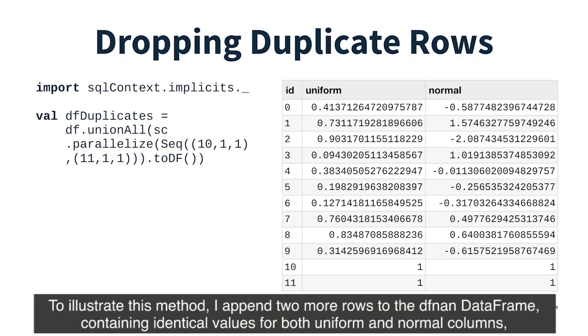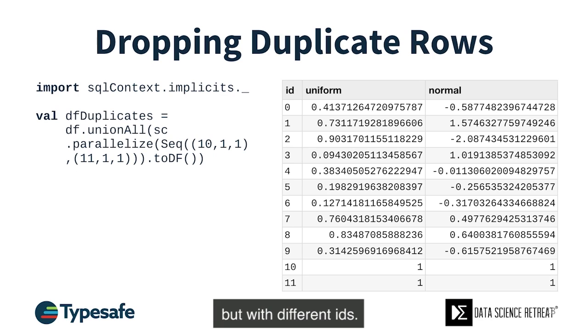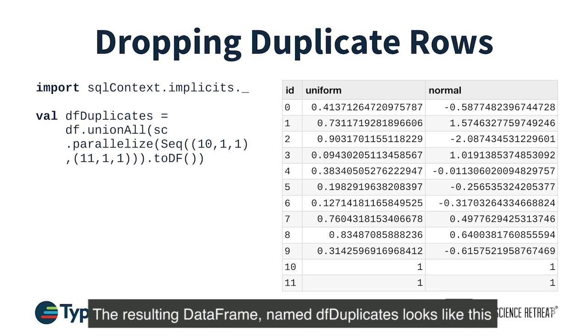To illustrate this method, I append 2 more rows to the dfNaN data frame, containing identical values for both uniform and normal columns, but with different IDs. The resulting data frame, named df duplicates, looks like this.